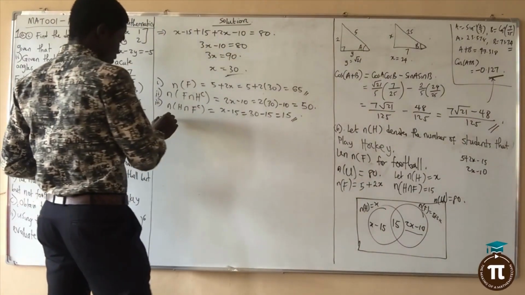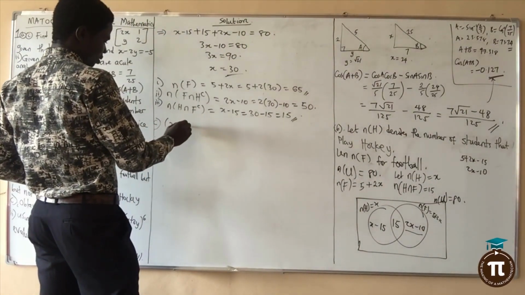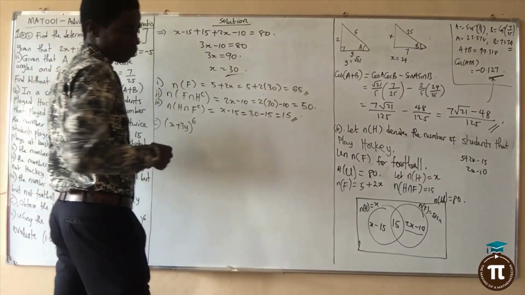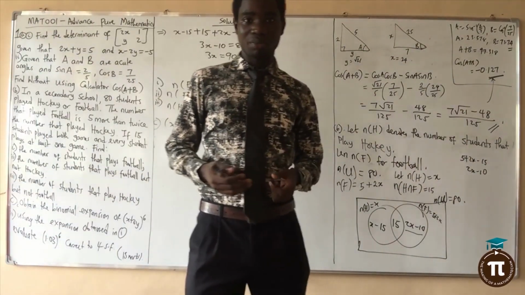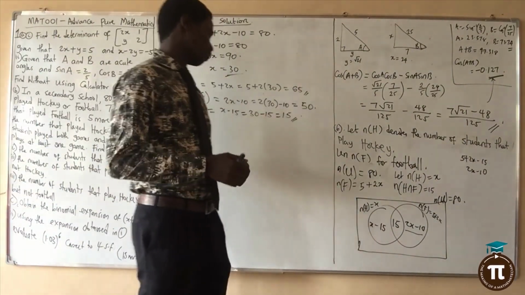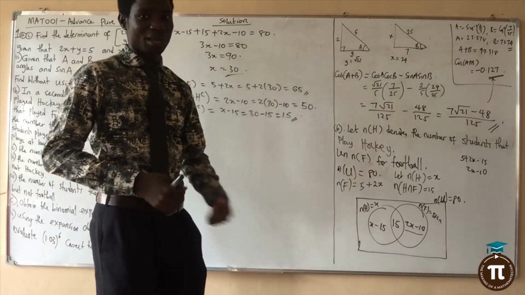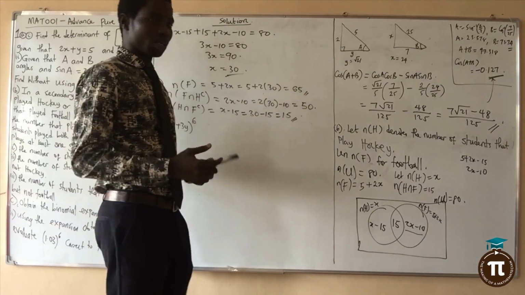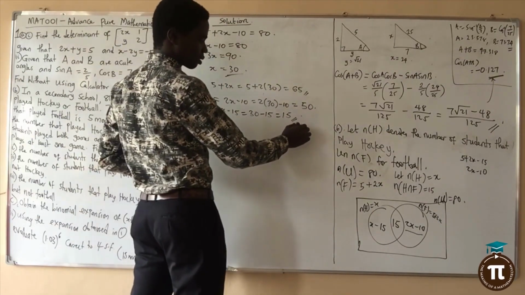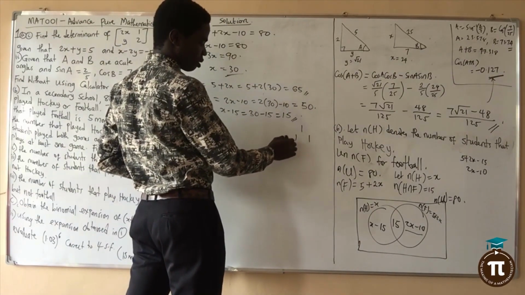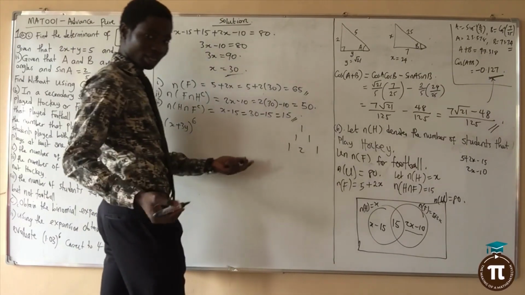Basically, there are two ways to solve this problem. x plus 3y raised to the power of 6. We have the Pascal triangle and the combinatorial factor. If you are going to use the Pascal triangle, you need to be able to write the Pascal triangle. So look at it. This is for raised to the power 0, raised to the power 1. This is how the Pascal triangle goes.